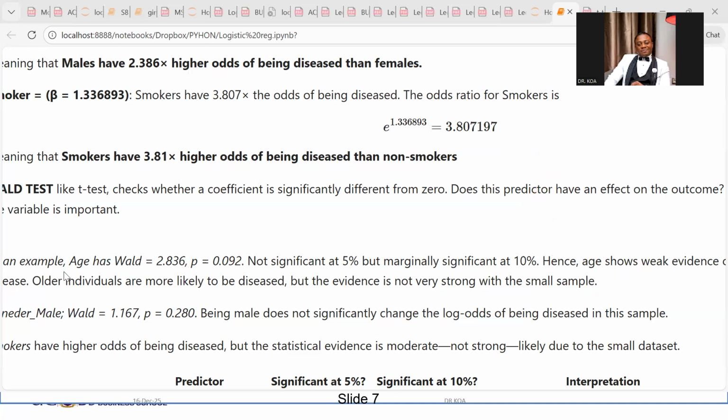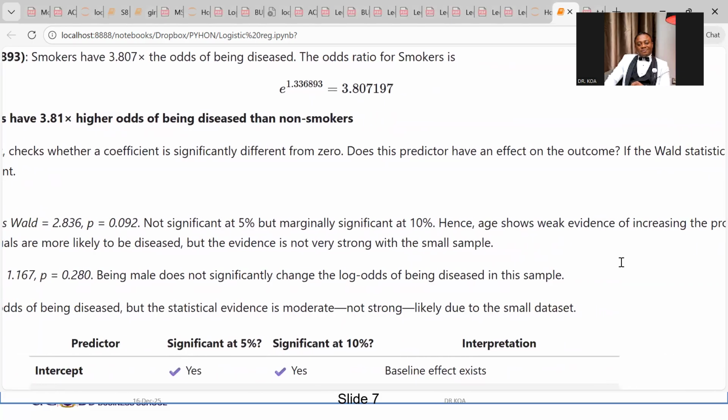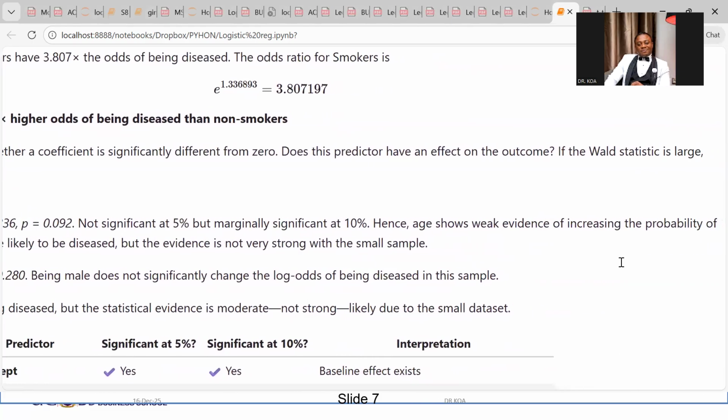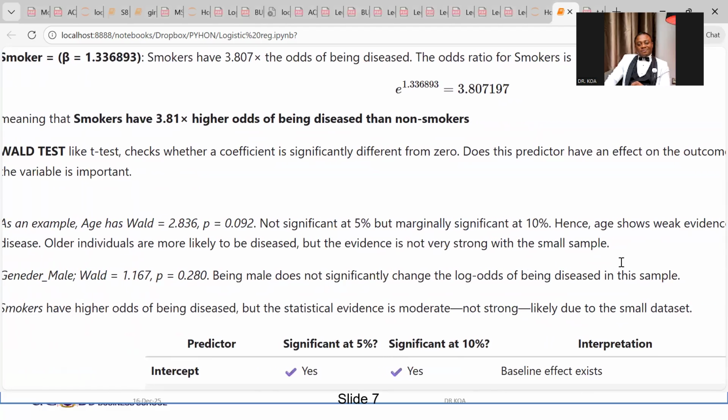So I know some of you are listening, but age shows a very weak evidence, as you can see, because it's not significant at 5%. But not just that, because it's not significant, we can say that it shows a weak evidence of increasing the probability of the disease. In other words, as you age, the probability of you getting the disease is higher. But given what we are getting, there is a weak probability of getting the disease. But at least you are still likely to get a disease as you age. So another way of saying it for proper understanding is that older people, what is this?